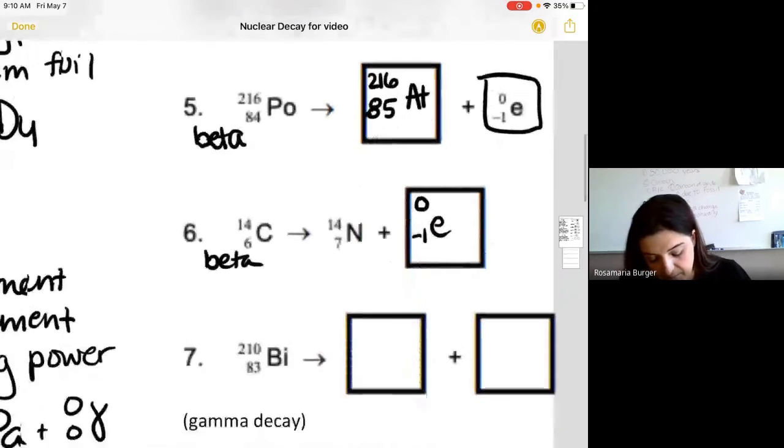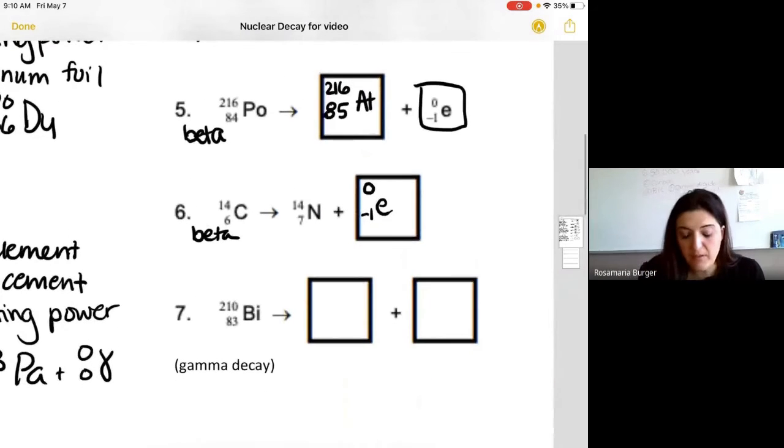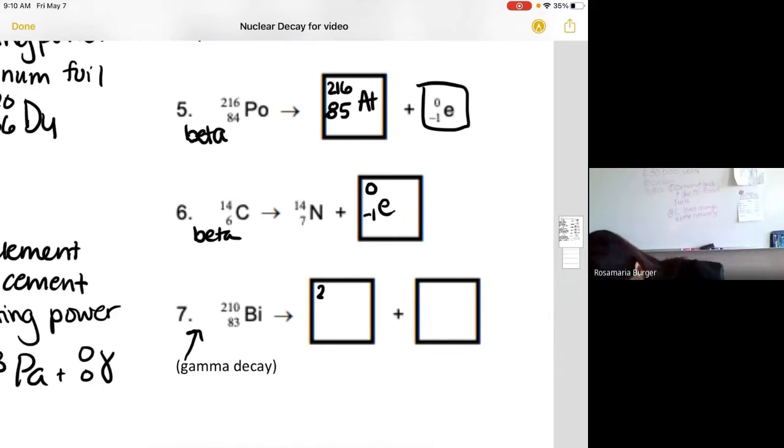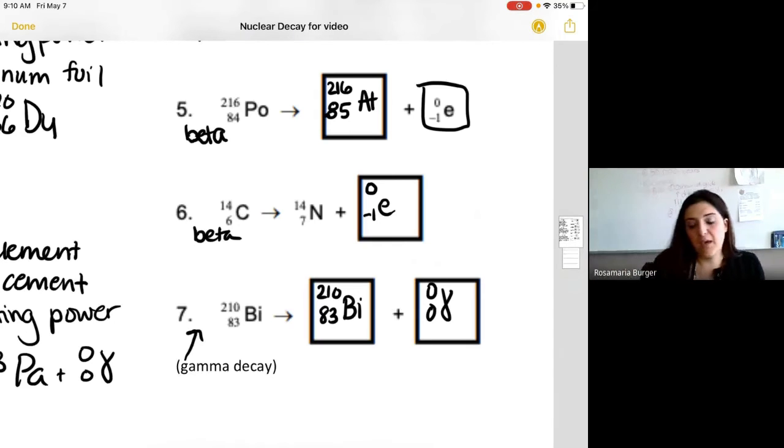Beta decay. All right, this one's telling me that I want to do gamma decay. That's what it's saying right here, gamma decay. So my substance isn't going to change. It's going to stay 210-83 bismuth. But I'm going to give off a gamma ray. Okay. Remember, it's only energy. It's not actually a particle. So that's the decay reactions.